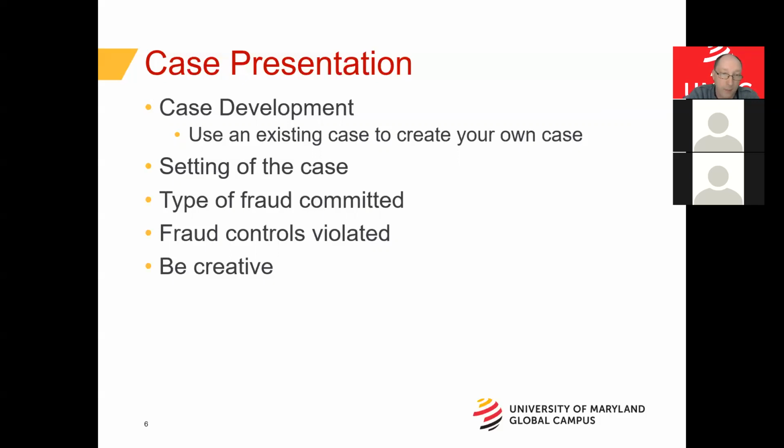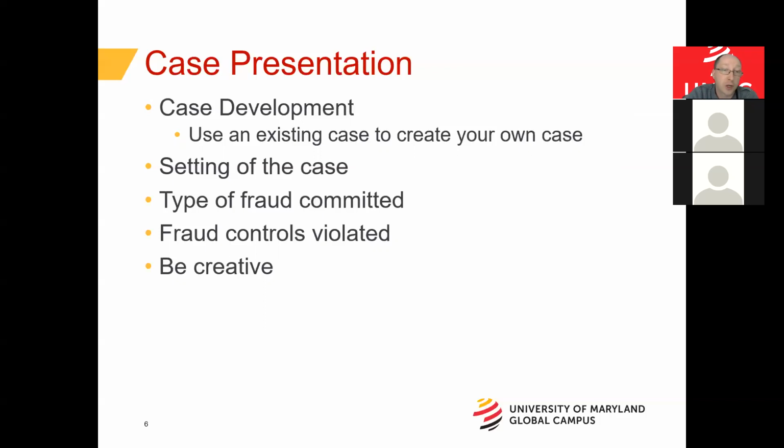What was the type of fraud committed? In my example, it was credit card skimming. In your example, it might be physical theft of inventory. It might be the buying and selling of loans for property that never existed. Whatever it is, tell me what type of fraud was committed.